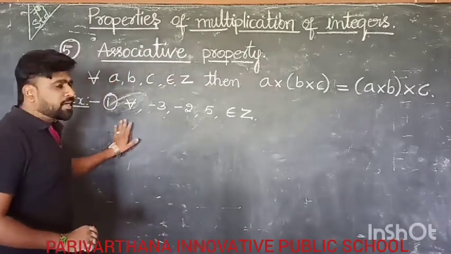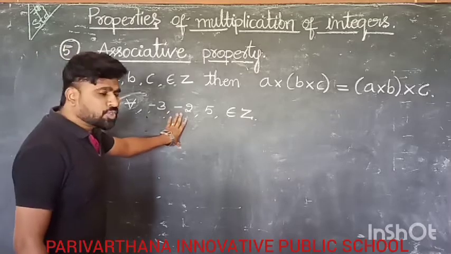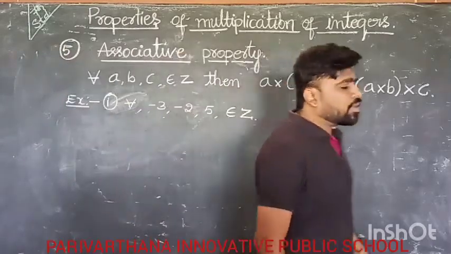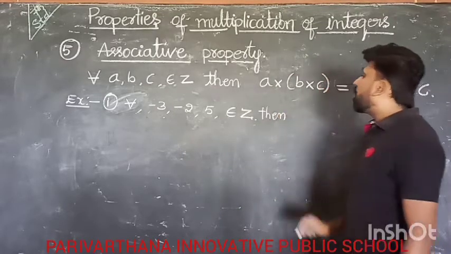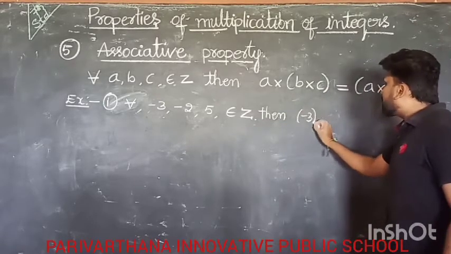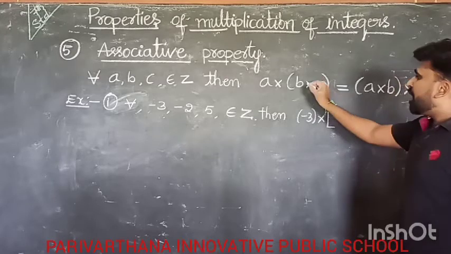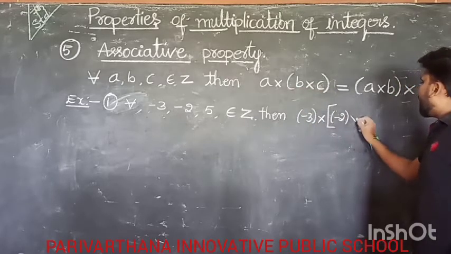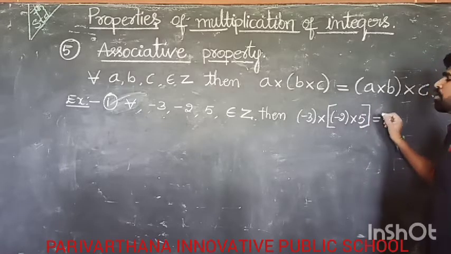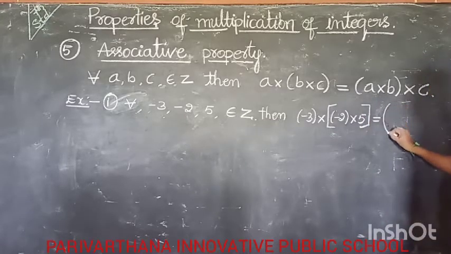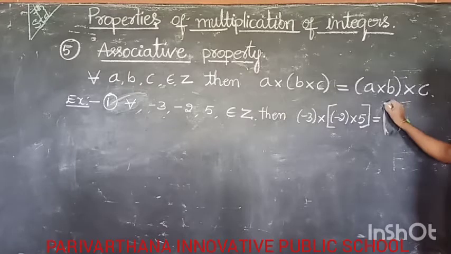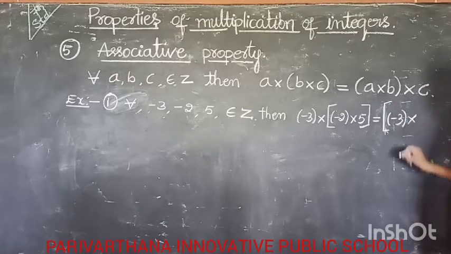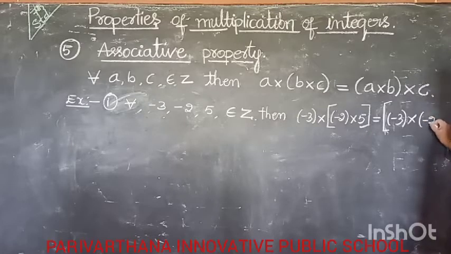Now one example, see here, a is minus 3, b is minus 2 and c is 5. These three numbers belong to integers, then apply the associative property, that is a, nothing but minus 3, into b, nothing but minus 2, into 5 is equal to, clear, here a nothing but minus 3 into b, again it is minus 2 into 5.